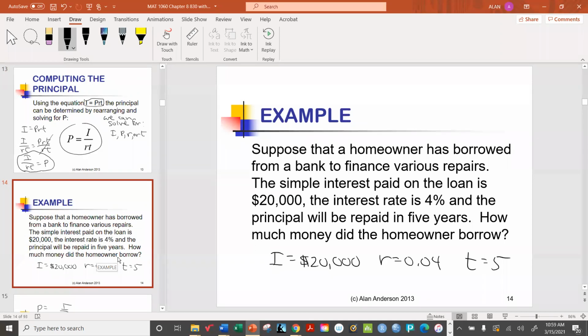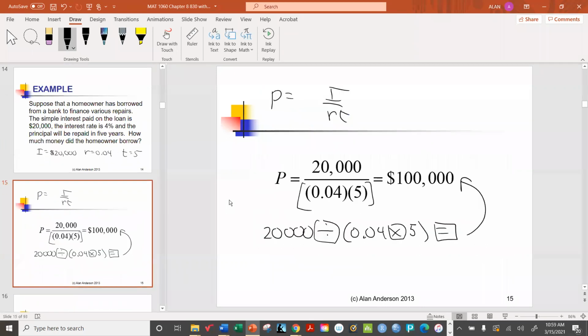So this is an opportunity to use this formula, P equals I over RT. The only thing we've got to watch out for is the parentheses in our calculations. What do I mean by that? All right, let's find out. This is the actual algebraic formula, but if you're going to do this on your calculator, you've got 20,000 down here divided by, and you must put the entire denominator in parentheses. Without the parentheses, you cannot get the right answer, so don't forget about that. In a case like this, you've got 20,000 divided by the product of 0.04 and 5, and that will give you your final answer of $100,000. So the homeowner borrowed $100,000 for 5 years at a rate of 4%, and as a result, ends up paying $20,000 in simple interest.